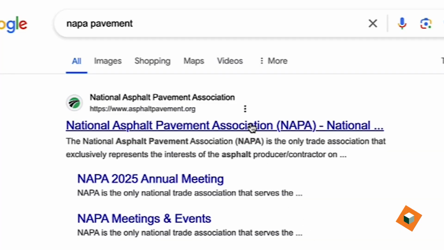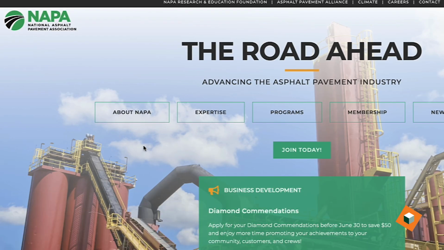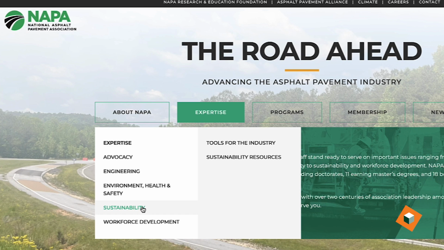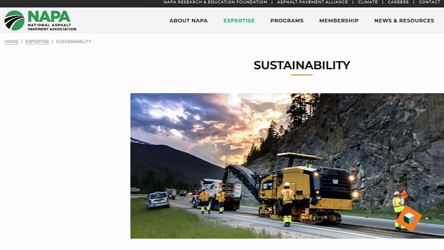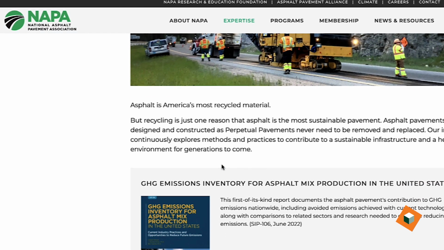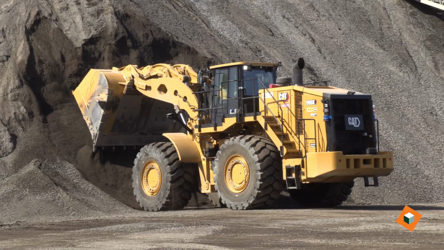Napa came out with a program that basically gives you a score for your different mixes. Are they railed? Are they trucked? The distance that they're coming from, the percentage of your raw aggregates, the amount of oil that's going in, and then how much RAP is going in, and also the temperature that you're making the mix.